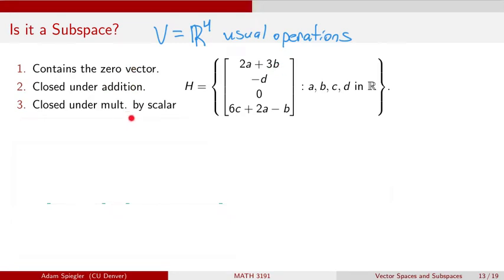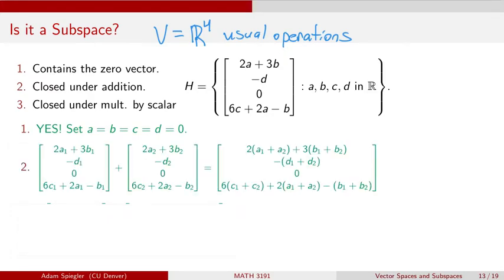So we want to check to see whether these three properties are satisfied. So is the zero vector in H? Yes, we just set A, B, C, and D all equal to 0. And that's going to give us 0, 0, 0, 0. So the zero vector is in our subset H. Property 1 is satisfied.